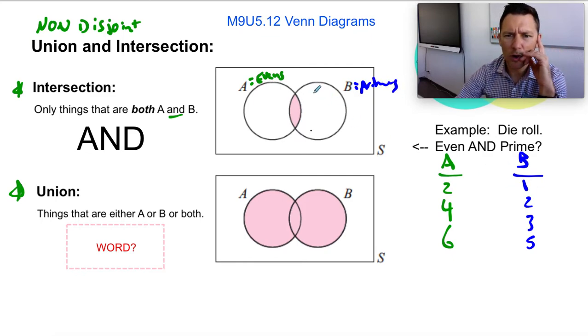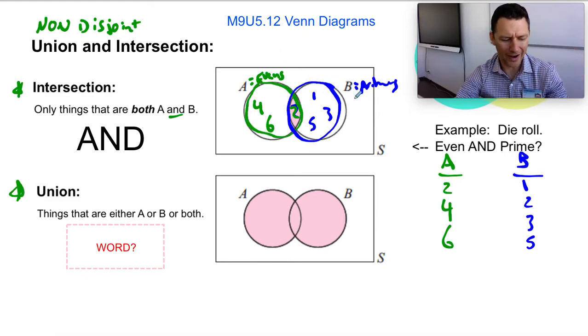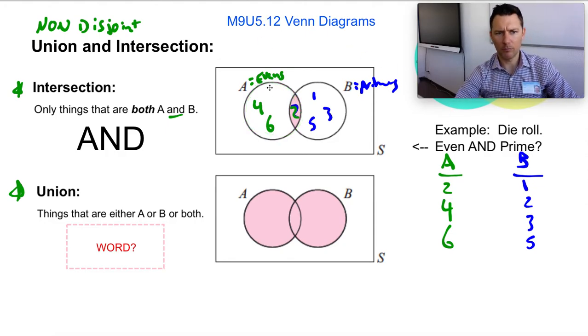well, 1 and 3 and 5 are in there, and 4 and 6 are in there, and 2 is both prime and even. So it goes in the intersection because it's part of this circle and it's part of this circle. You don't write it in twice because that's redundant. Right? So there you go. That's evens and primes and, right? 2 is both even and prime. Right?